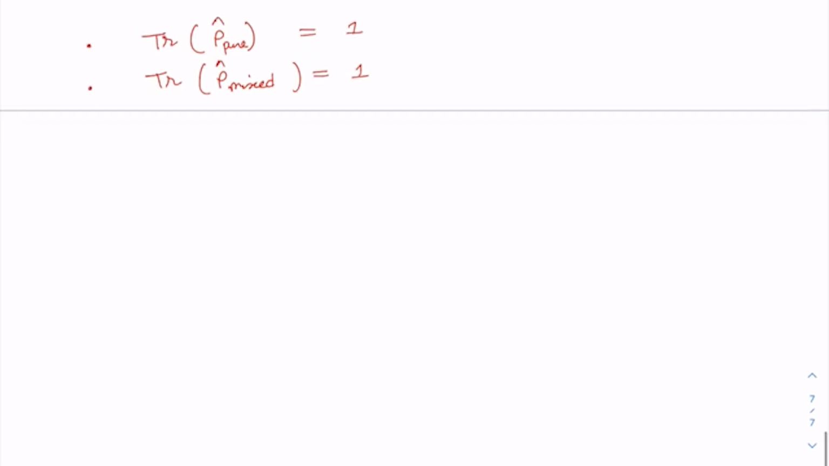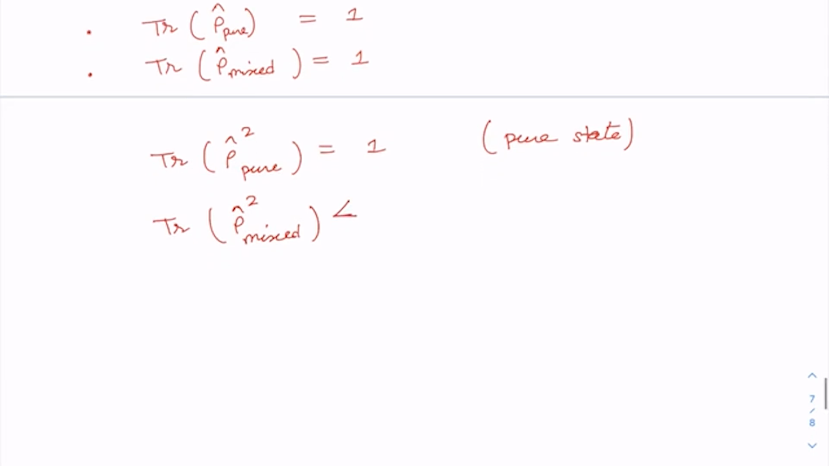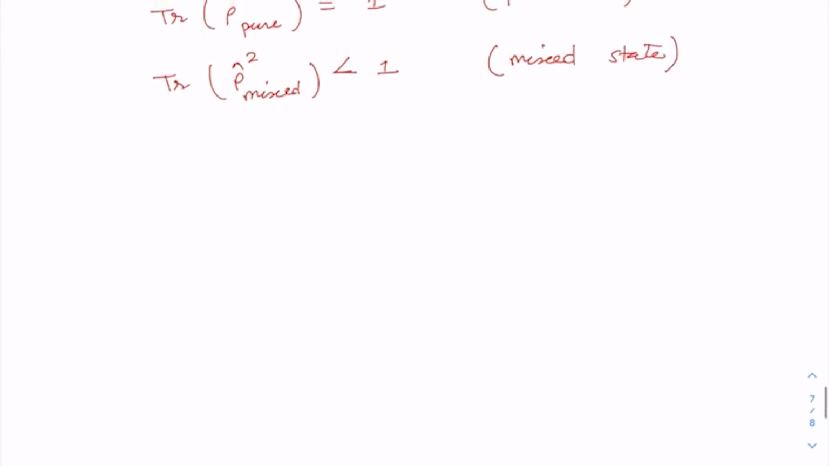Now to distinguish them, you just take the trace of rho square. In the case of a pure state it would be equal to 1. But for the mixed state, if you take the density operator, multiply it twice and then take the trace, you are not going to get 1; it would be less than 1. Okay, let me illustrate it by giving an example.